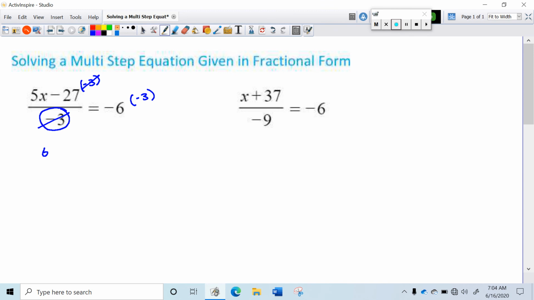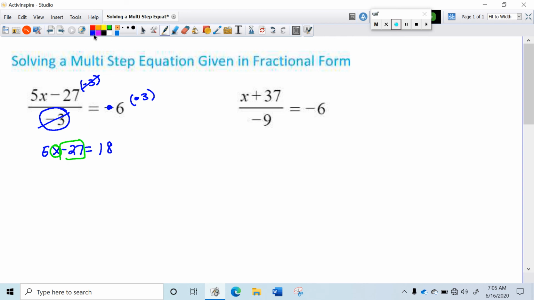So I'm going to write down 5x minus 27 equals negative 6 times negative 3. The two negatives cancel when you're multiplying. 6 times 3 is 18. Now your goal is to get the x by itself, so we have to deal with the negative 27 next.